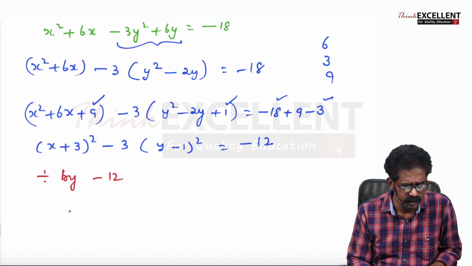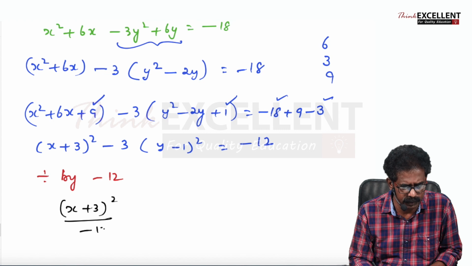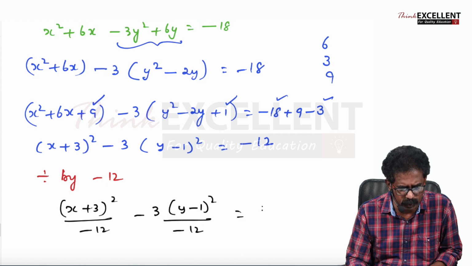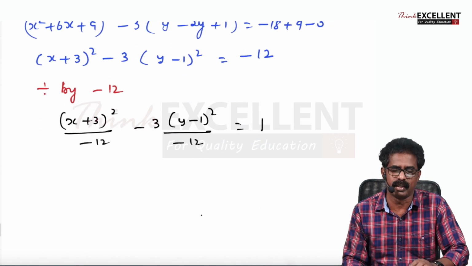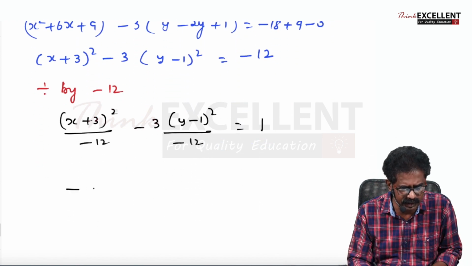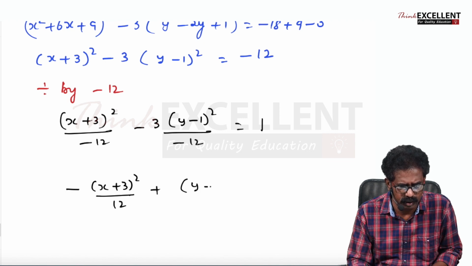So what do you get? This is a very important step. (x plus 3) the whole square by minus 12, minus 3 into (y minus 1) the whole square by minus 12 equal to 1, because minus 12 by minus 12 is 1. Now the first term is minus (x plus 3) the whole square by 12. In the second one, minus minus plus, and 3 and 12 cancel, so the denominator becomes 4: (y minus 1) the whole square by 4 equal to 1.